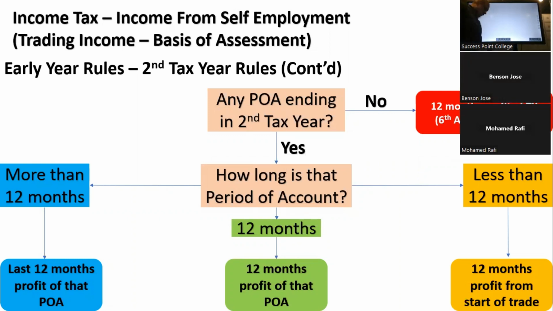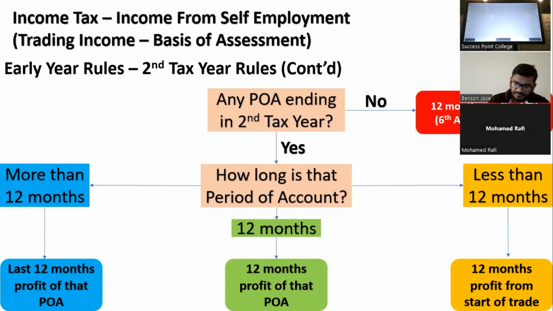Let's continue with the previous part of that basis of assessment. We studied some of the examples in which first we discussed an example where the second accounting period was ending in second tax year and its length was 12 months. And the second we discussed that the period was ending in second tax year and its length was less than 12 months. Is that so, Benson? Yes, sir. Correct. Okay. So now I am going to give you an example where the second tax period would be more than 12. The third situation of the second tax year.